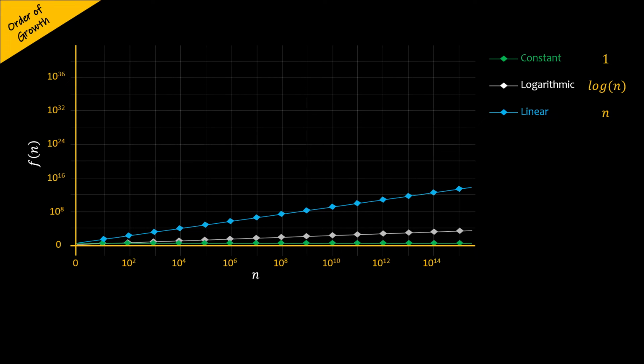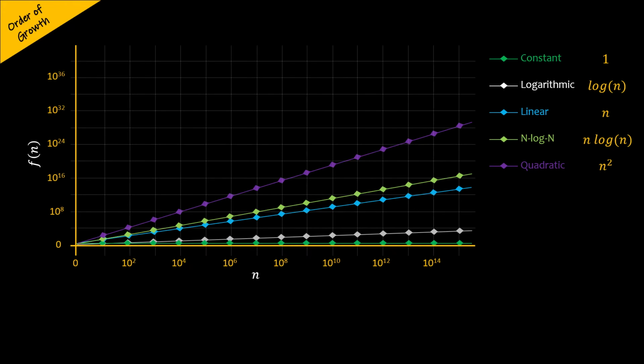If the order of the runtime function f of n is n log n, then the algorithm's runtime grows more than the algorithm that has linear runtime as the size of the input n grows. When the runtime function is n log n, that means instructions of the algorithm break the larger problem into smaller subproblems and then combine the solutions. If the order of the runtime function f of n is n squared or quadratic, then the algorithm's runtime grows much faster as the size of the input n grows.